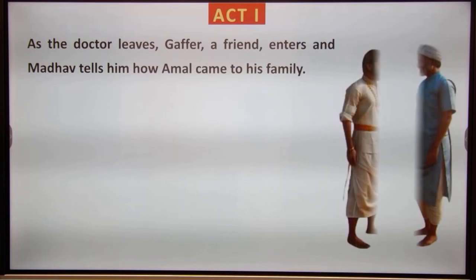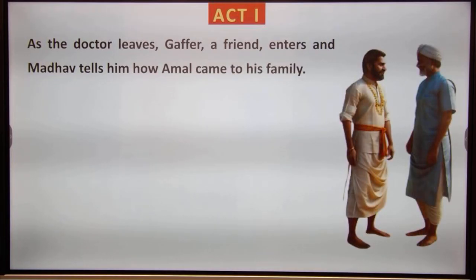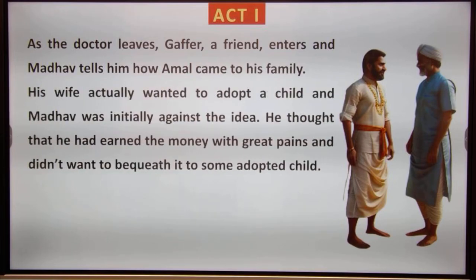Now, the doctor leaves. His other friend, Ghar, enters and Madhav tells him the background of the story, how Amal came to his family. His wife actually wanted to adopt a child, and the interesting thing is that Madhav was originally against the idea. Why? Because he thought that he had earned the money with great pains and he didn't want to bequeath it to some adopted child. Bequeathing means, who knows whose child it is and how he will turn out when he grows up. Madhav thinks that he has worked very hard, and that the wealth he has gained with so much effort might be squandered.